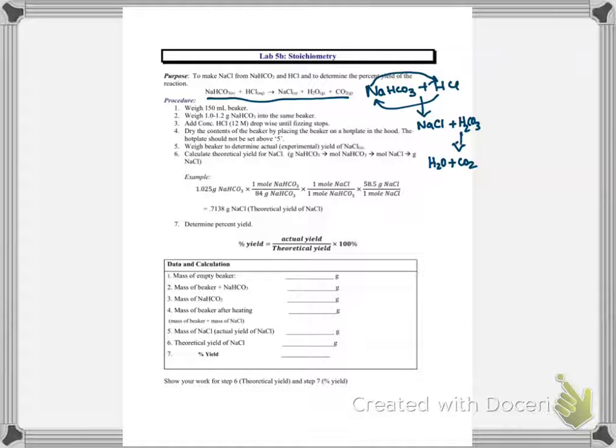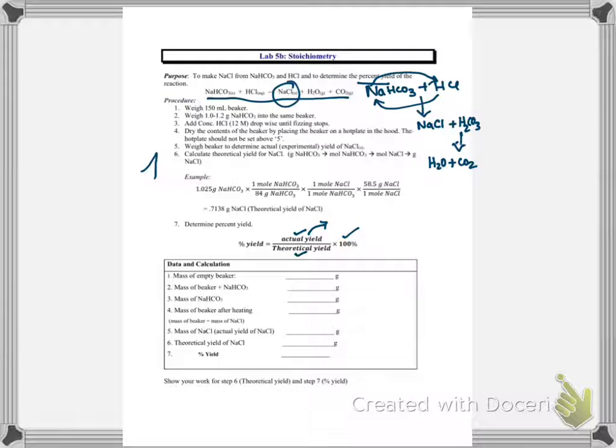So basically the purpose of this experiment is to make sodium chloride and then determine the percent yield. Now what is percent yield? It is the actual yield divided by theoretical yield times 100. And actual yield is something that you get by doing the experiment.